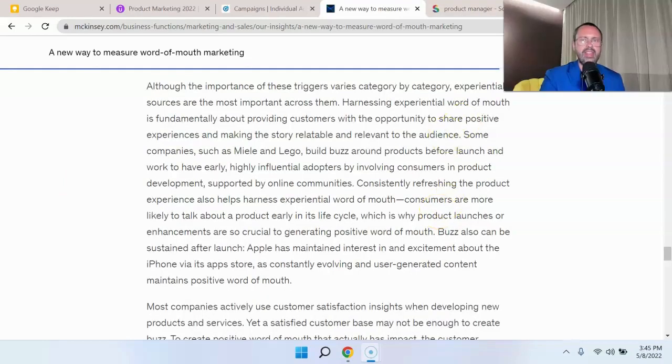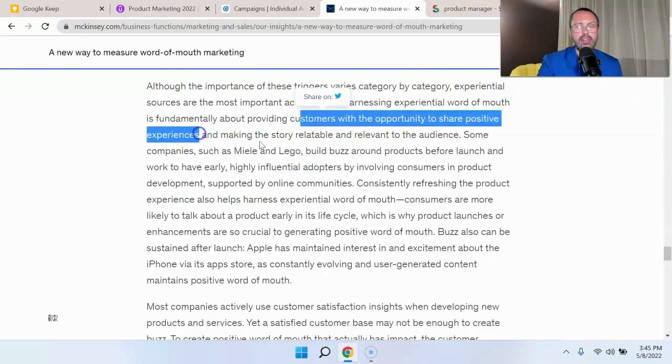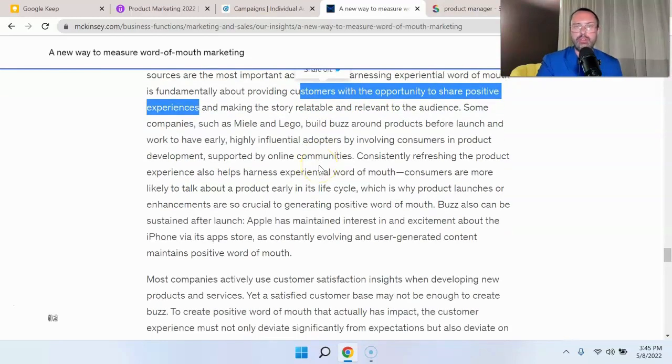Let's continue with some ideas about how you can harness word of mouth. So one way is to give customers opportunities to share positive experiences. For example, you could have some sort of social media thing where if you post a picture of using your product in a certain situation, perhaps you get entered to win a prize or something like that.